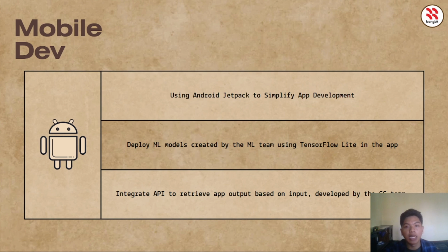Well, next from the Android developer team, we decided to use Android Jetpack to simplify the app development process, and we can deploy the machine learning model obtained from the machine learning team using TensorFlow Lite in application development, which is then carried out by integrating the API to retrieve the output from the input that has been created by the cloud computing team.